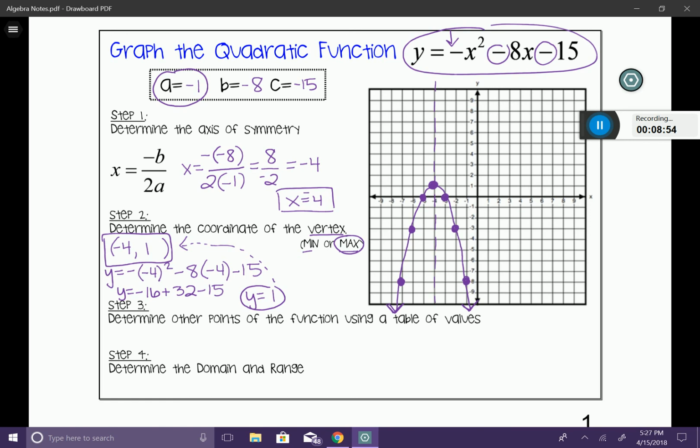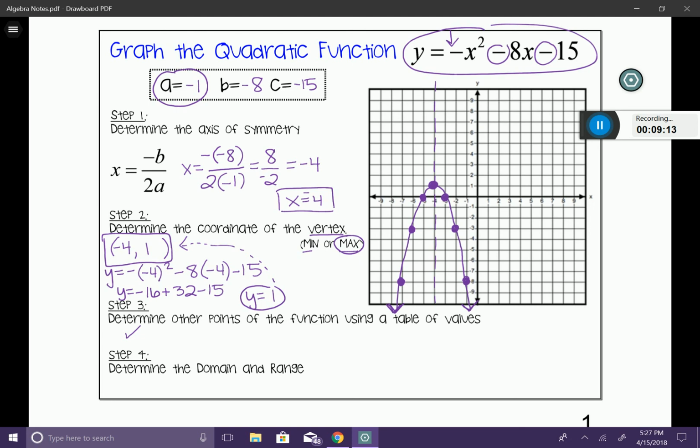These two arrows will go on and extend in that direction forever. Okay, so we've actually done step 3. We determined other points of the functions using the table of values. That's great. Now, step 4. Let's go ahead and review something we did way back in Unit 3. Let's talk about the domain and range.